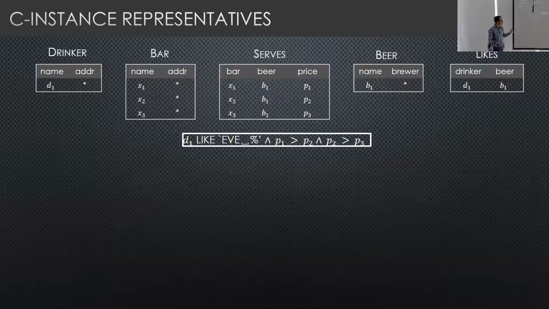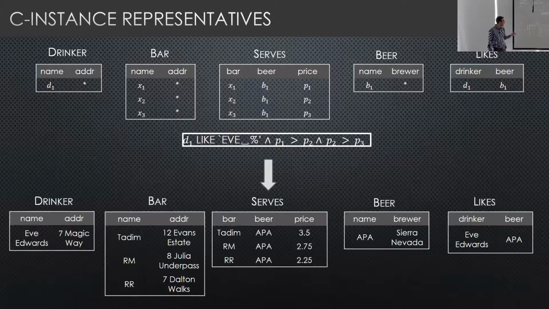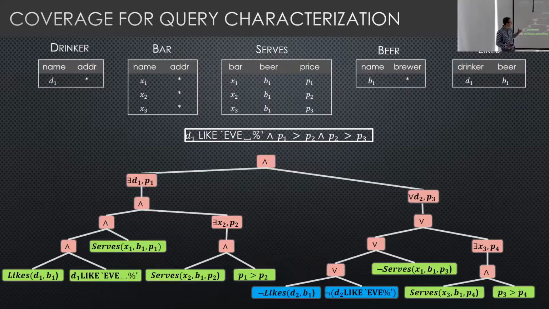Now we can notice that the C instance that we've seen at the beginning can be mapped to the ground instance from the previous slide by just replacing variables and don't cares with constants. So to define the coverage of a C instance, we can just intersect the coverages of all the ground instances to which it can be mapped. And in our example, the C instance that we've initially seen covers the green atoms in the syntax tree.